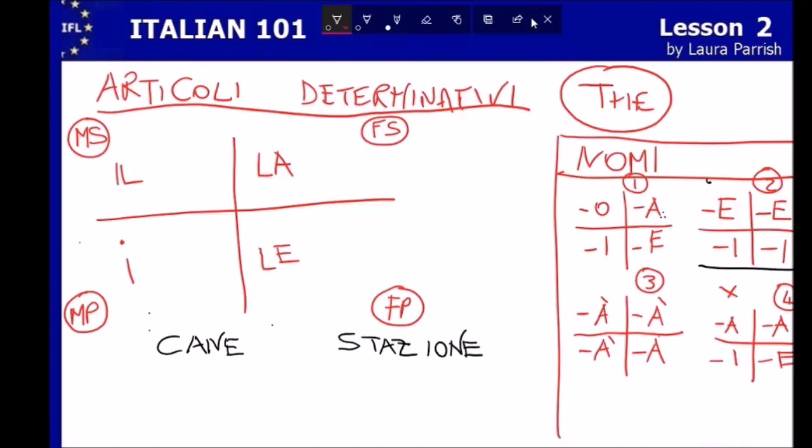Okay, this is the second pattern. You see, in this second pattern of noun, the masculine singular is equal to the feminine singular. So you may ask, how do you know when one is masculine and one feminine? There is no specific rule. You need to know the word.